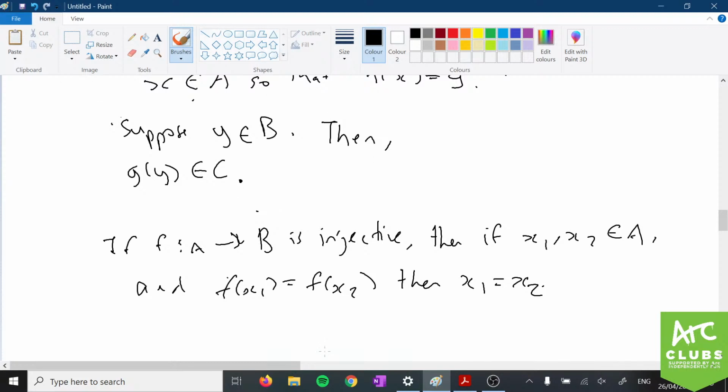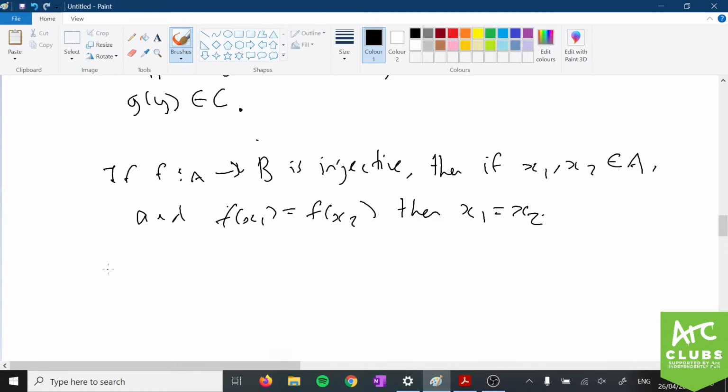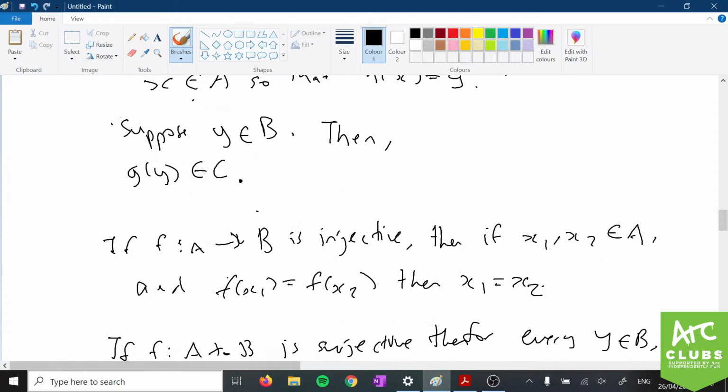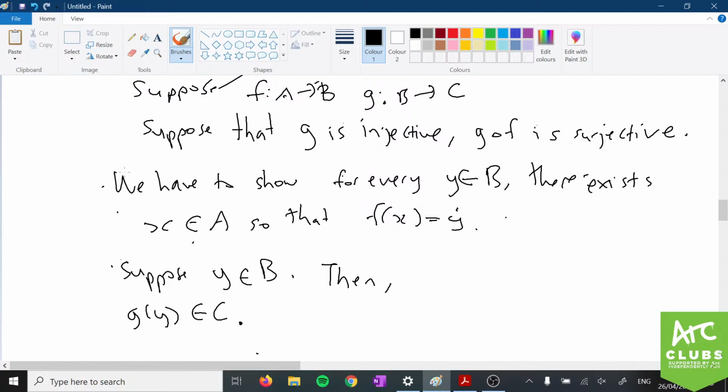And for surjectivity, I think we went through the definition: if f from A to B is surjective, then for every y in B, there exists x in A so that f of x equals y. Right? Now, if we apply these definitions to what we're given, we know g is injective and g composed with f is surjective.